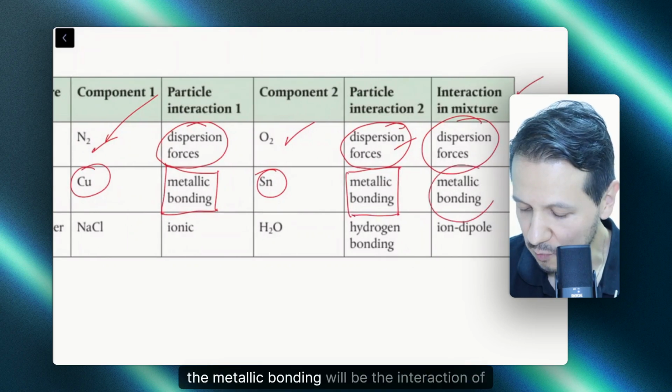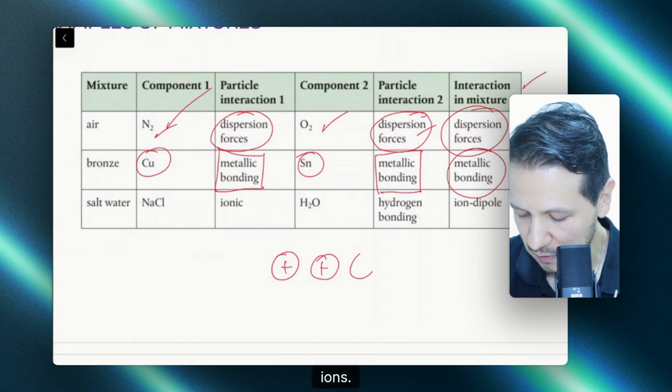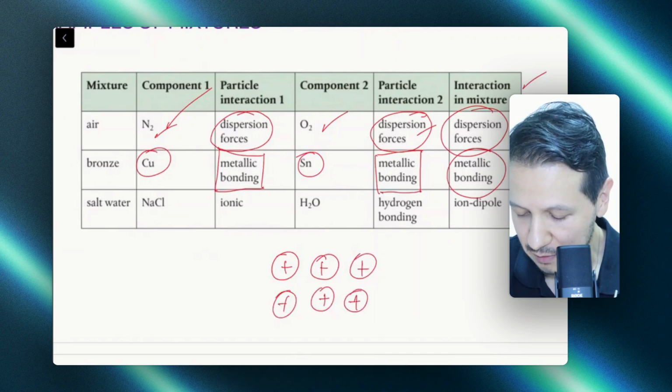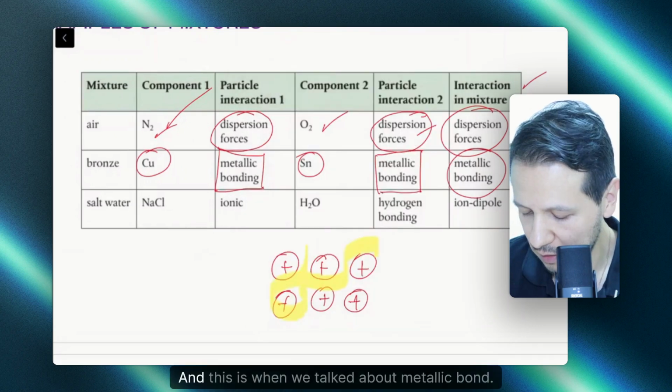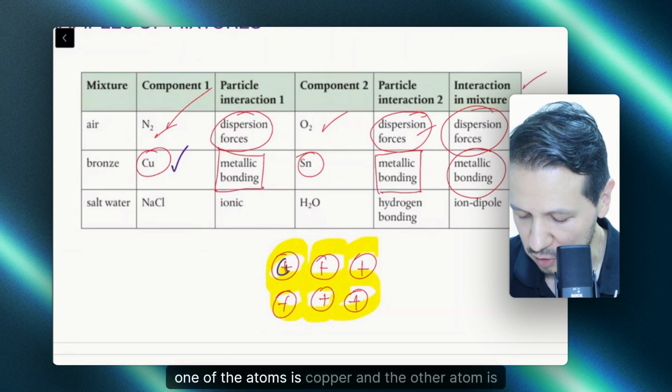The metallic bonding will be the interaction of the mixture. We have positive ions, and these positive ions are glued by electrons. And this is when we talk about metallic bond. So in this mixture in particular, in bronze, one of the atoms is copper and the other atom is tin.